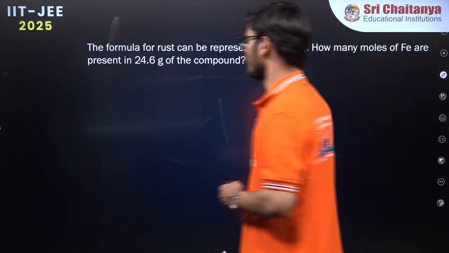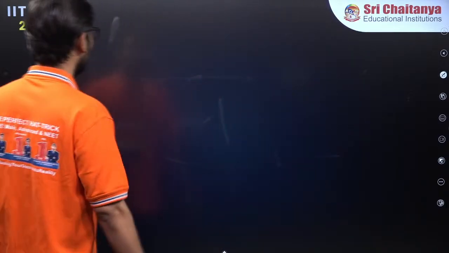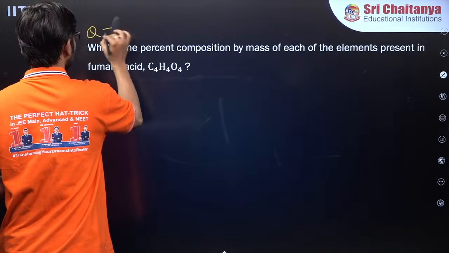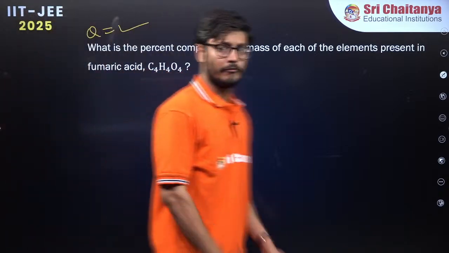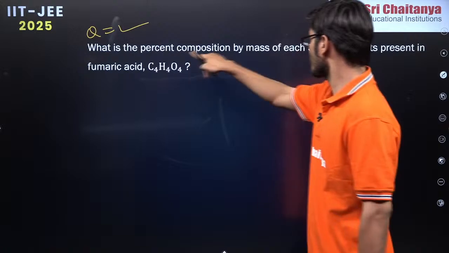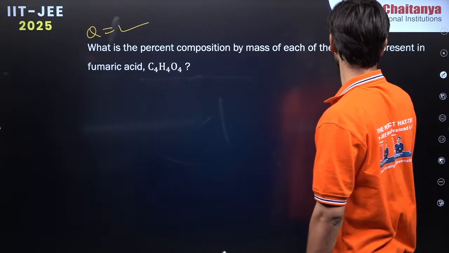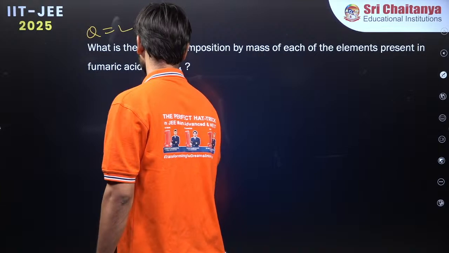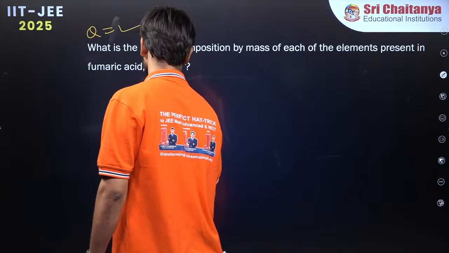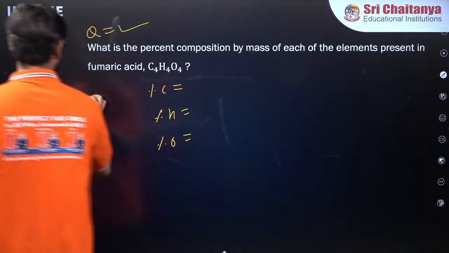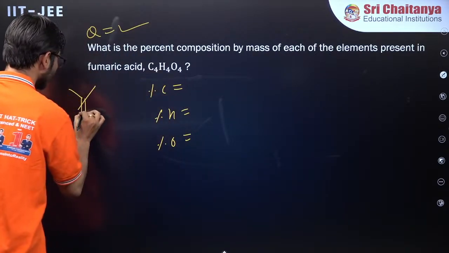We'll solve a few more problems now. Solve this one quickly, a percentage composition question. What is the percentage composition by mass of each element? You have to find the percentage of carbon, hydrogen, and oxygen. This is called fumaric acid, and its structure is something like this.